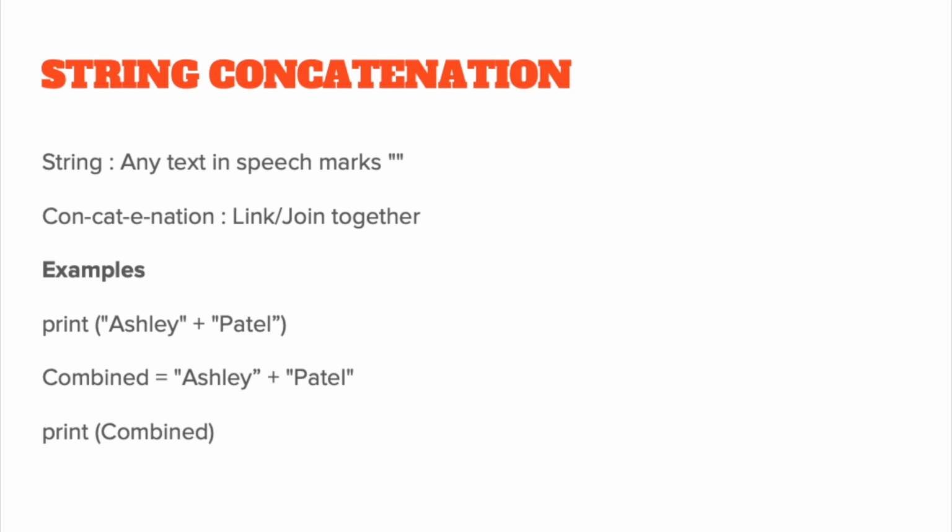There are multiple ways to do that. You can do it manually by using something like print brackets the string Ashley plus the string Patil. You can do that through the use of a variable. In this case, combined is equal to Ashley plus Patil, and then I can print the combined out. Now, this combined can be made out of other strings, like you could have a first name string and a surname string, and you can join them together as well.